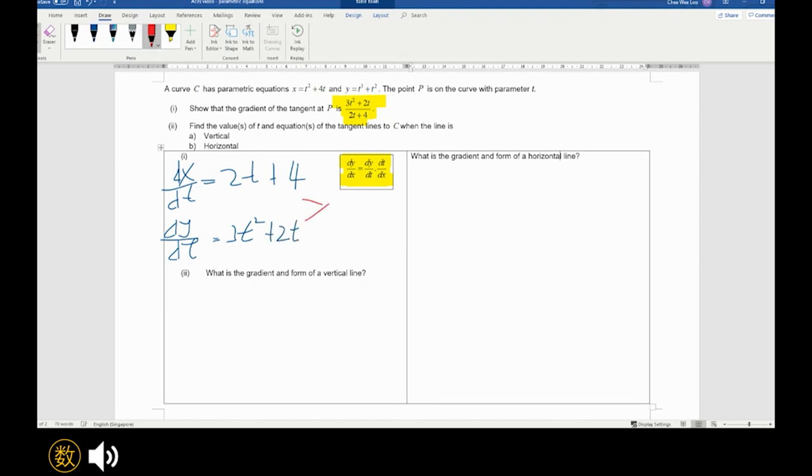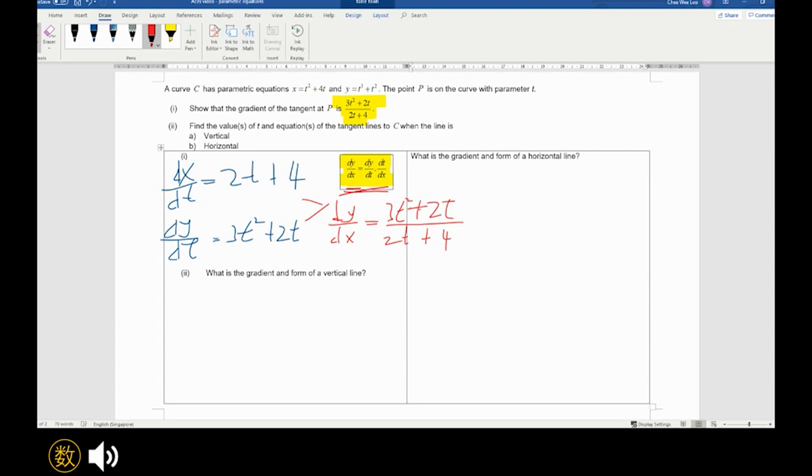Putting them together and using this expression, you thus have dy by dx is 3t squared plus 2t over 2t plus 4. And there you go. This is the expression for dy/dx of the parametric equations given in the question.